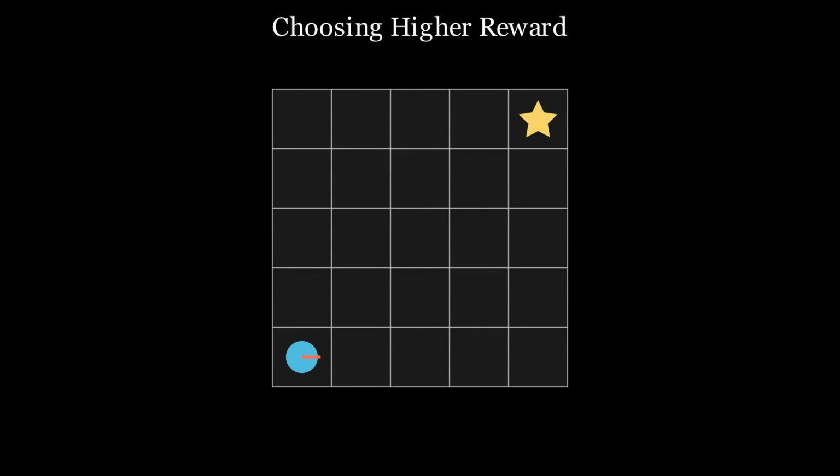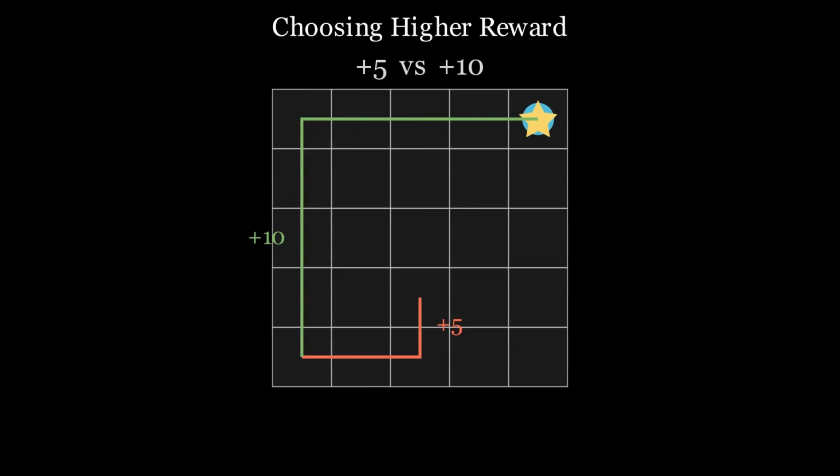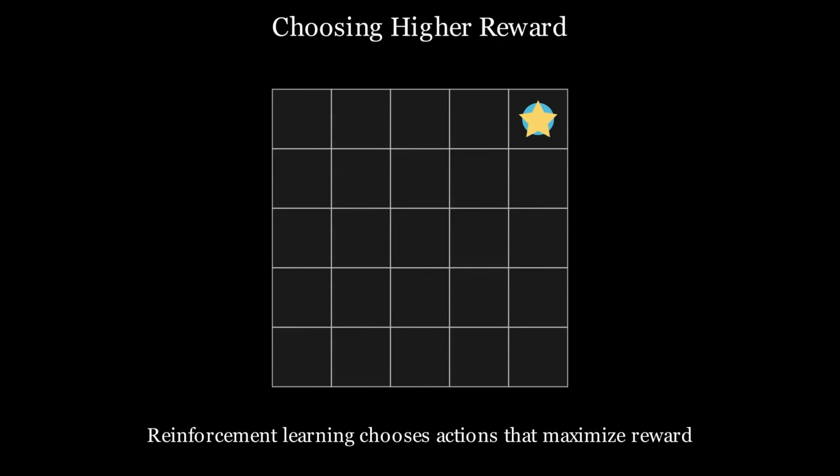The agent's goal is simple: get the most reward possible. Here are two options. Path A gets plus 5. Path B gets plus 10. Which would you choose? The agent should choose the path with higher reward. And that's exactly what a good agent does. Reinforcement learning is about choosing actions that maximize reward.